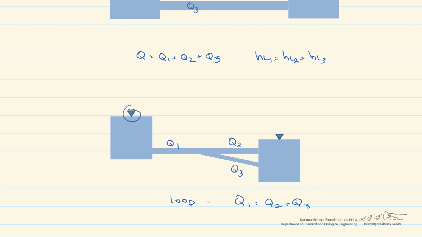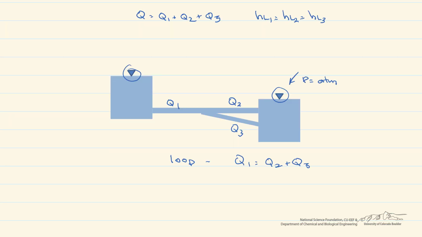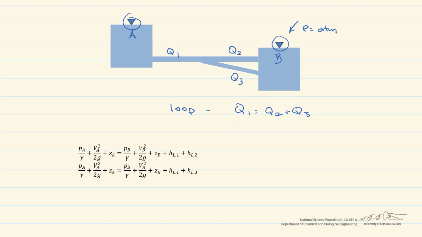And by the way, these little triangles here mean that the pressure at the top of that system is atmospheric pressure. So if we call this A and we call this B, and we apply the energy balances for the two pipes between A and B, look at what we get. If you note, everything here is the same except for these two terms, and therefore our head loss in pipe 2 has to be equal to the head loss in pipe 3.